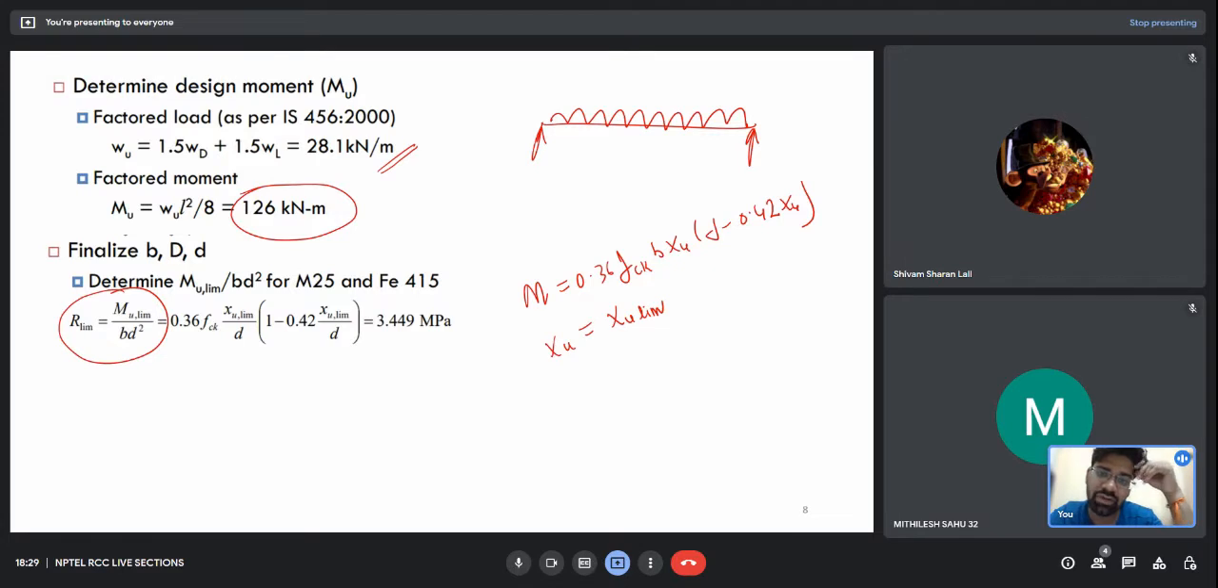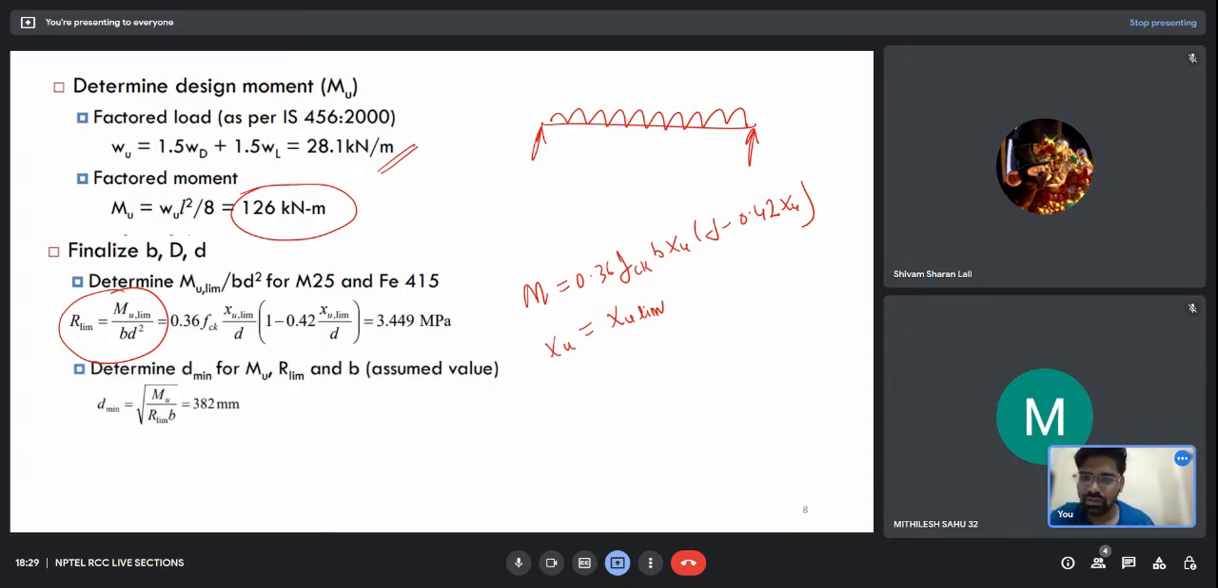So what is xu limit for Fe415? It is 0.48 d. Fine. So you can put xu, you have b, you have fck, and you will get the limiting depth of neutral axis. So you can calculate d from here. The only unknown here is the minimum depth which is required to take up this moment.